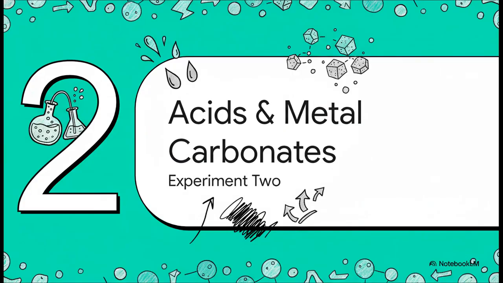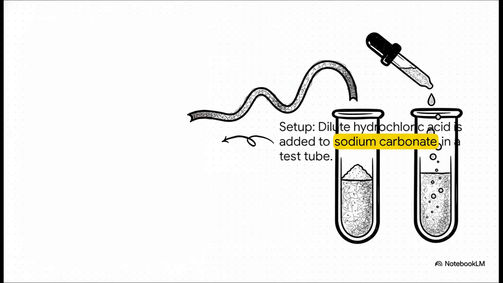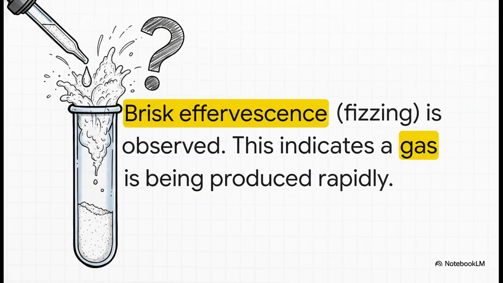We will see how acids react with metal carbonates. This is another very important property. For this experiment, our setup is a little different. We are taking sodium carbonate in a test tube, and we will add some dilute hydrochloric acid to it. See the delivery tube? Any gas that is formed will pass through it and into the second test tube, which contains lime water. And look at that.